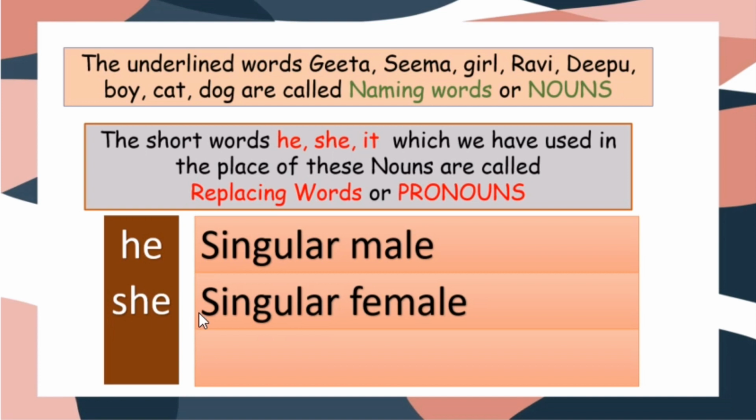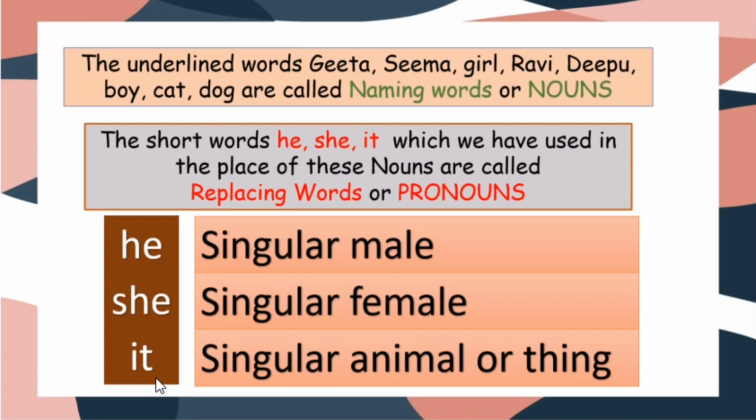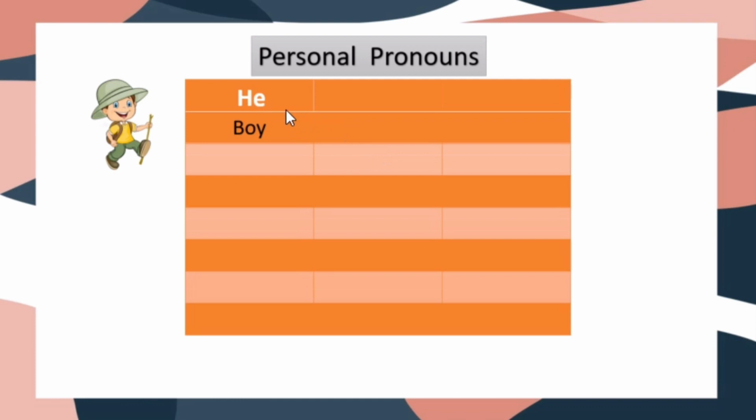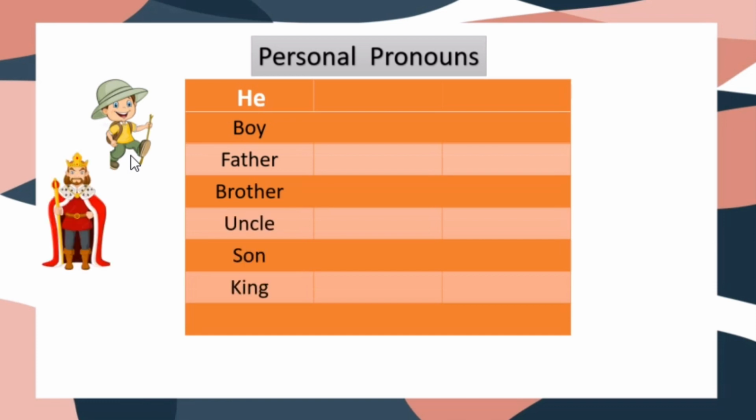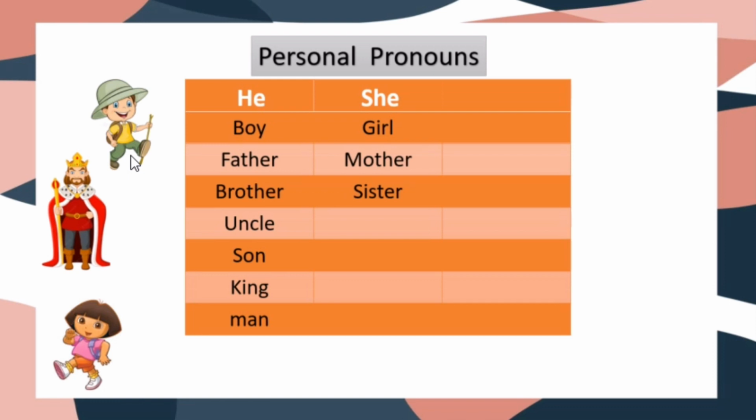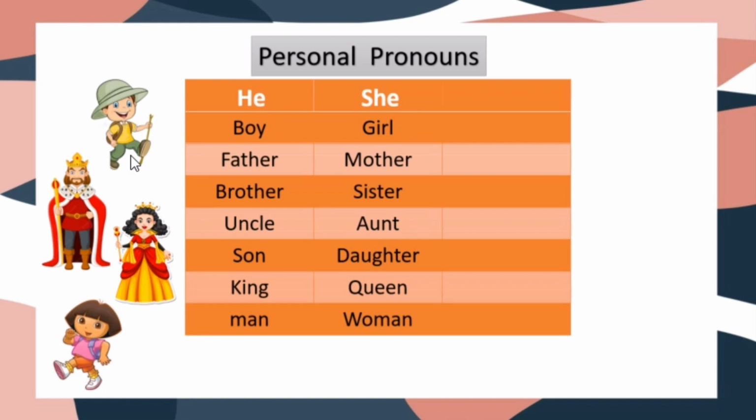The pronoun she can be used for any singular female, and the pronoun it can be used for any singular animal or thing. The three pronouns he, she and it are called personal pronouns. The pronoun he can be used for any one boy, father, brother, uncle, son, king, and for any one man. The pronoun she can be used for girl, mother, sister, aunt, daughter, queen, woman.